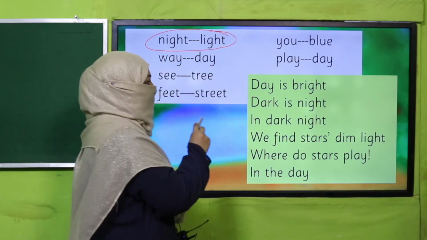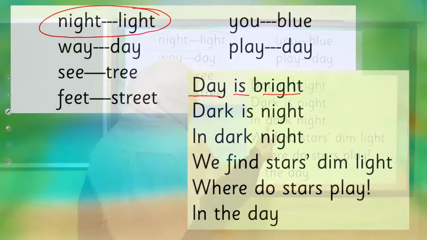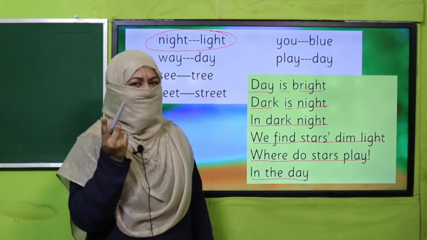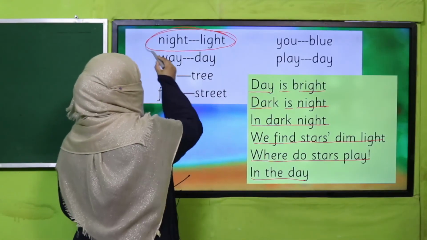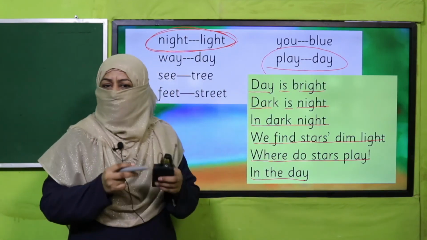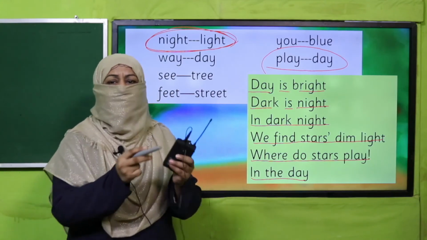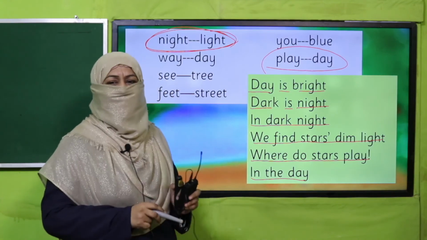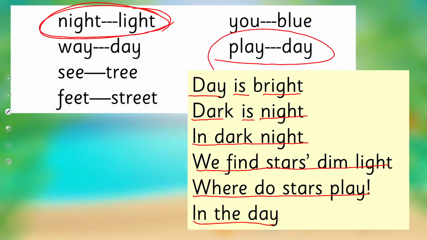So I just selected. Day is bright, dark is night. In dark night, we find stars dim light. Where do stars play in the day? You see, beta, I just took this pair of rhyming words and this pair of rhyming words. So you can select pairs of rhyming words of your own choice, make a string and write a beautiful small poem. Okay, so pause the video, complete this activity and then come back.